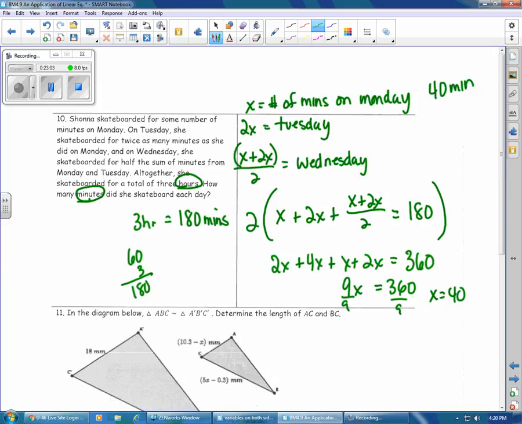2 times 40 minutes on Tuesday. So that's going to be 80 minutes on Tuesday. And then 40 minutes plus 80 minutes divided by 2. So 40 plus 80 is 120 divided by 2. That would be 60 minutes on Wednesday. So let's add this up. 40 plus 80 plus 60 is 180 minutes. So that works.